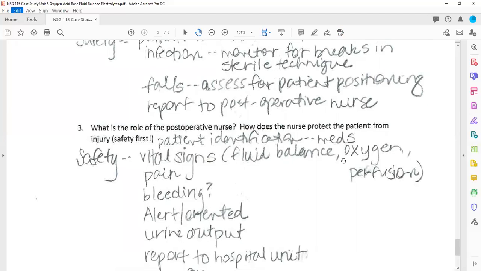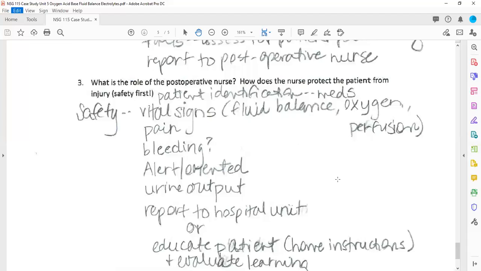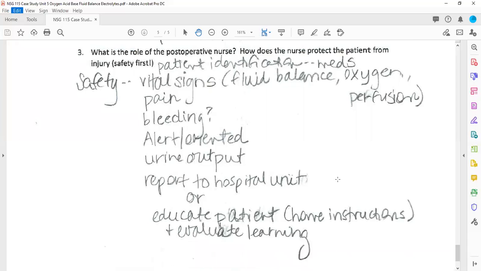We're going to assess if a patient is alert and oriented. They're going to start waking up post-operatively. So we're going to want to orient them to where they are, what happened, all those things, and assess their orientation. We're going to assess urine output, and we're going to give a report to either the unit in the hospital that they're going to be transferred to after recovery room, post-op, or maybe that patient's going home.